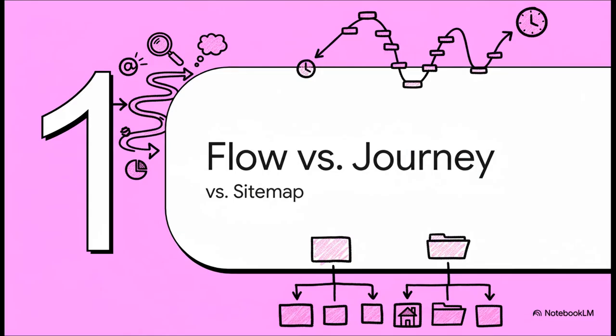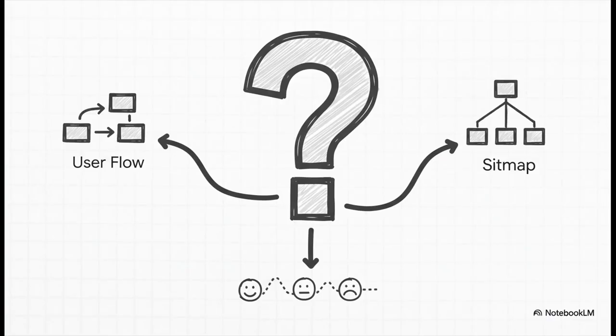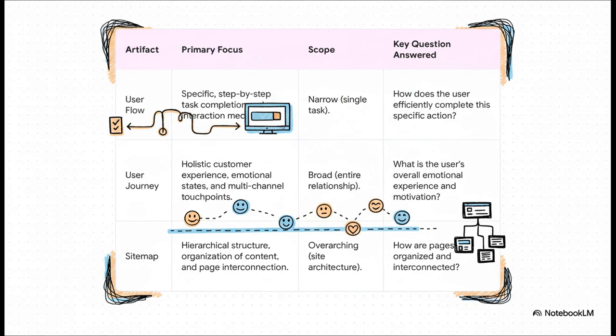Okay, so this is where people can get a little tripped up. You'll hear terms like user flow, user journey, and sitemap thrown around, sometimes interchangeably, but they are absolutely not the same thing. Let's clear this up right now. And it's super important to know the difference, because each of these tools helps answer a totally different and really critical question about how a person experiences a product. This table just lays it all out perfectly.